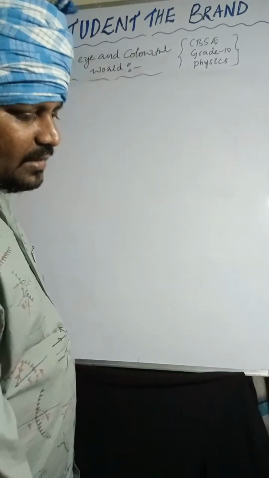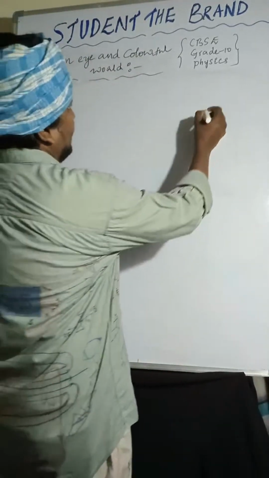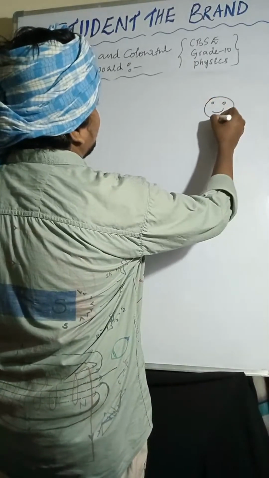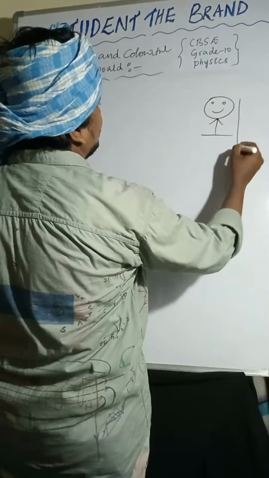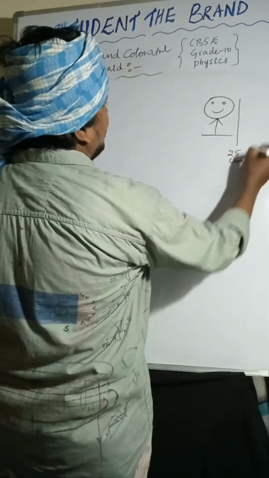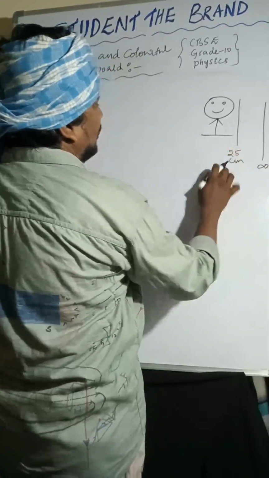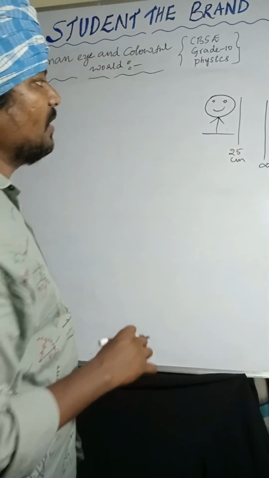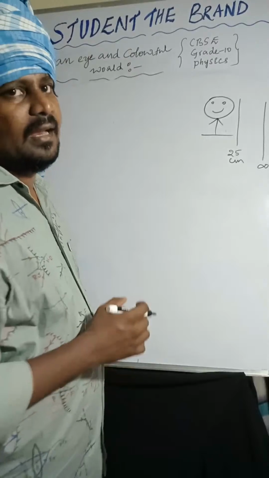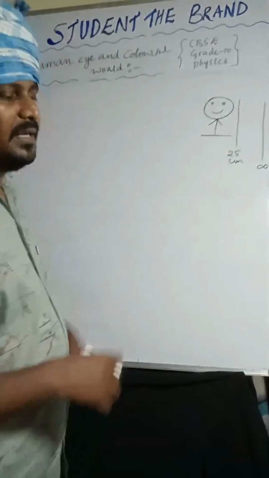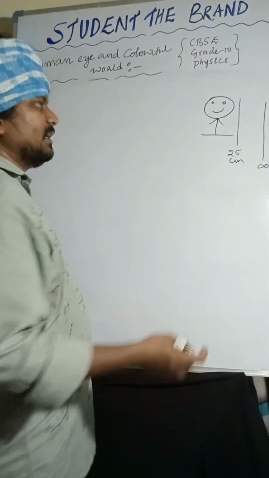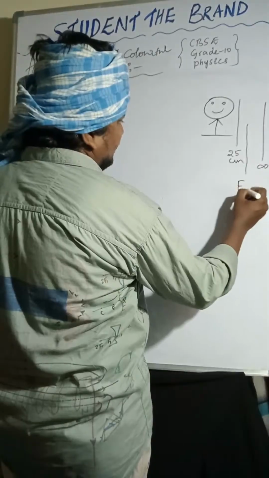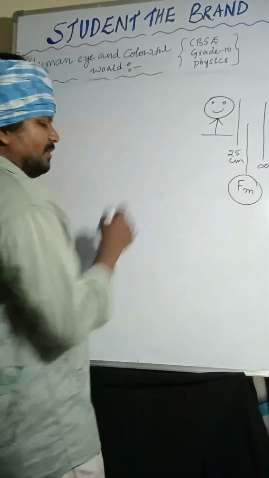So I'll draw the diagram. Here you can see, I'm taking this one. 25 centimeter, and this is infinity. The person can see clearly at the near point, that is 25 centimeter. He can't see the far point, but somewhere in between 25 centimeter and infinity, he can see. That is the far point of the myopic eye.